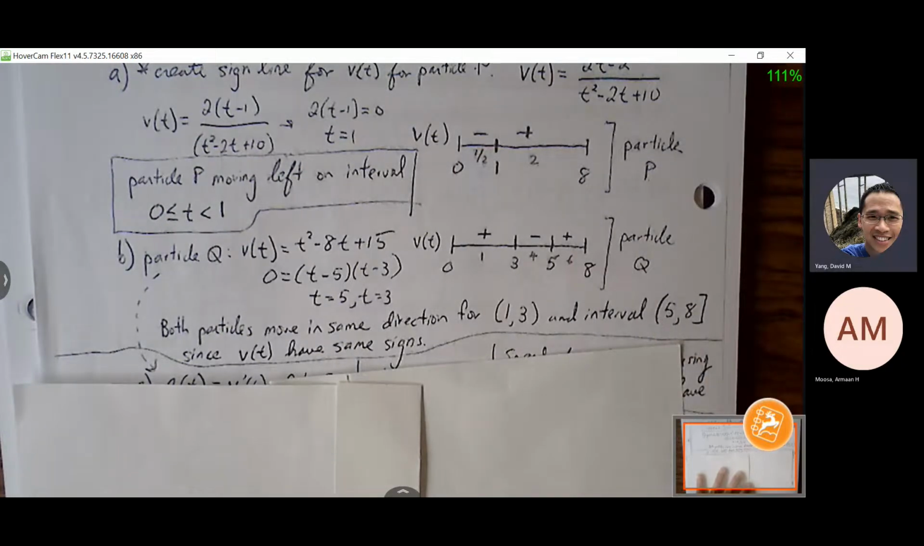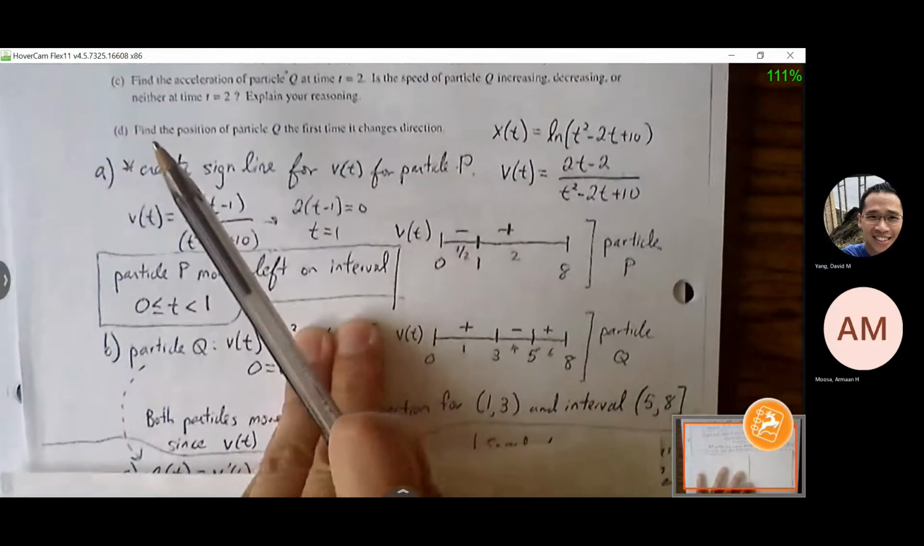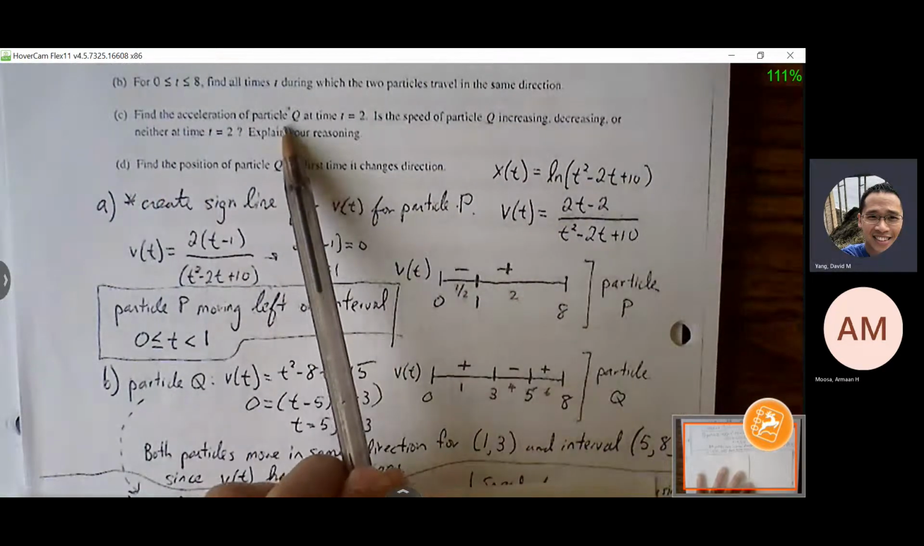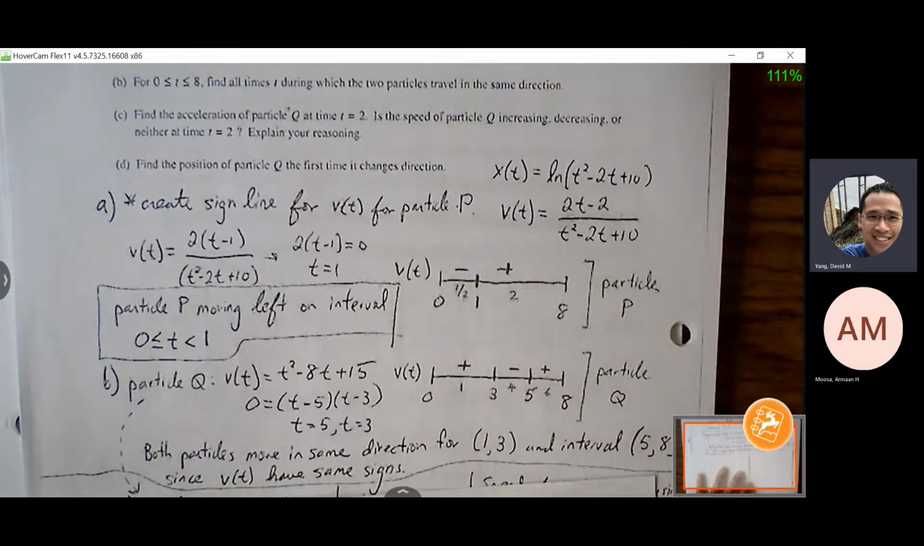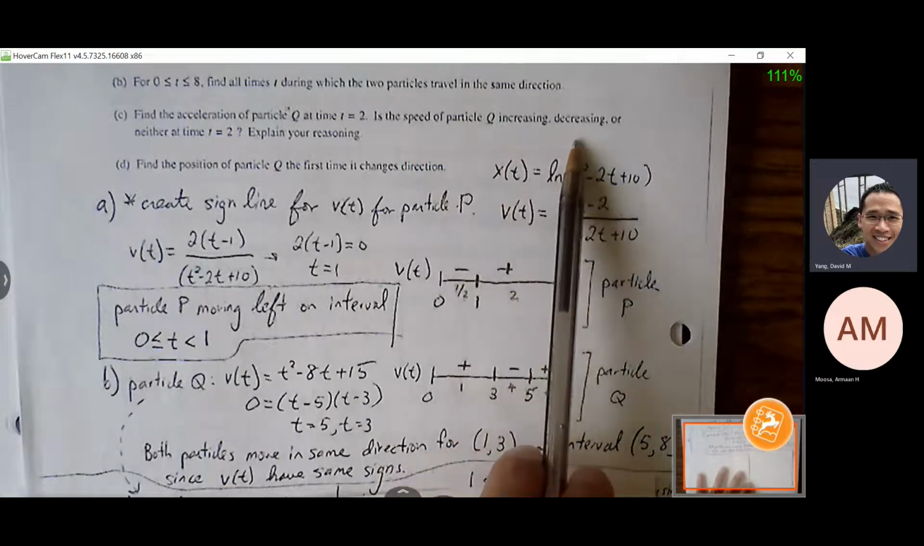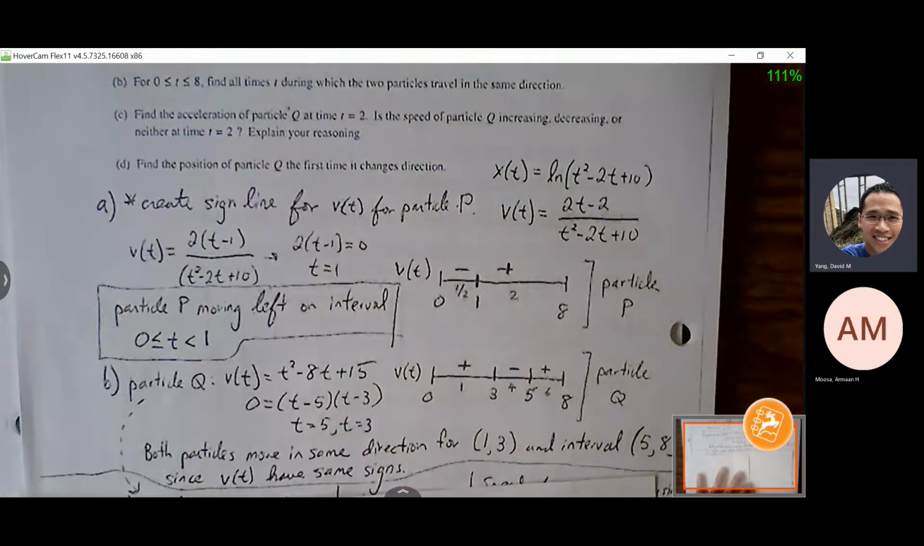Okay, part C, find the acceleration of particle Q. So we have to move to the second derivative for particle Q. We got the first derivative, we'll find the second derivative. Is the speed of particle Q increasing, decreasing, or neither at time t equals 2? If we're dealing with whether speed is increasing or decreasing, we have to compare the signs of velocity and acceleration, right? Same signs for velocity and acceleration would mean increasing speed. But if one is positive and the other is negative, then speed will be decreasing.